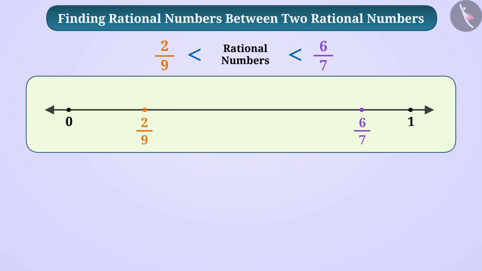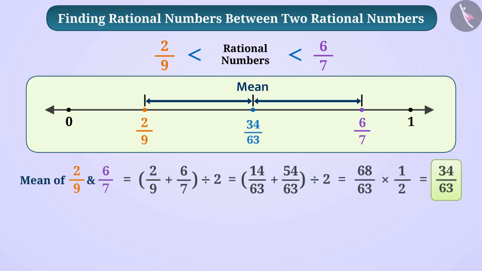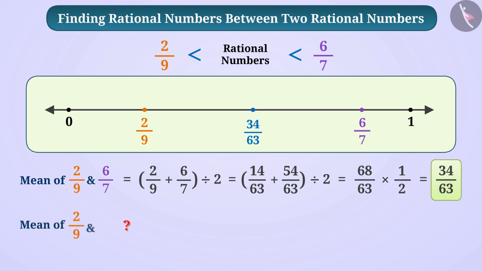Now, we will find the mean of 2 by 9 and 6 by 7. Mean of any two rational numbers A and B is A plus B divided by 2. In this way, we will divide the sum of both rational numbers by 2. Therefore, the mean of 2 by 9 and 6 by 7 is equal to 34 by 63. This is the rational number between 2 by 9 and 6 by 7. In the same way, can you find the mean of 2 by 9 and 34 by 63? Try stopping the video.